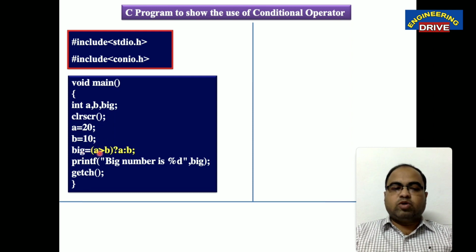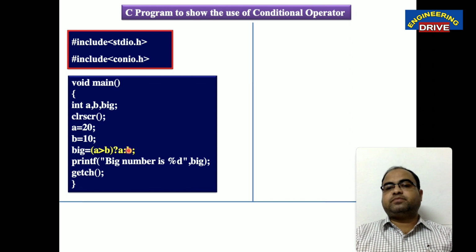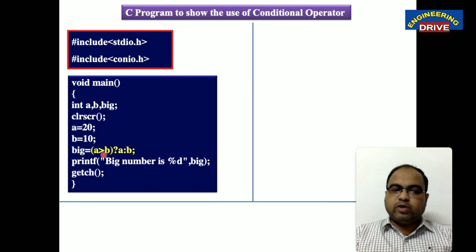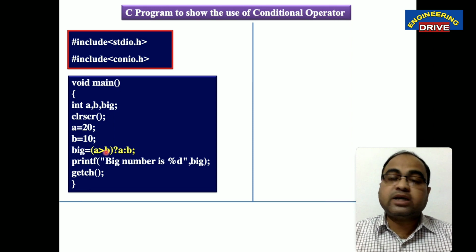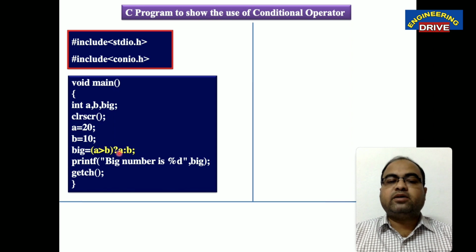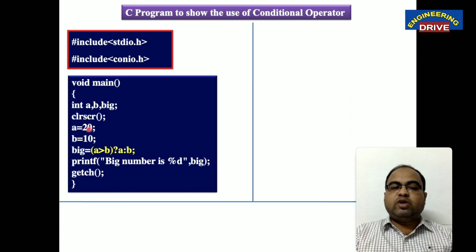Now big is equal to, what am I going to do? I will use this conditional operator. See, this is expression 1, this is expression 2, this is expression 3. Now substitute these values here. 20 greater than 10, condition true. If the condition is true, control will go to the question mark part. That is, what is the value of A? 20. This 20 will be assigned to big.